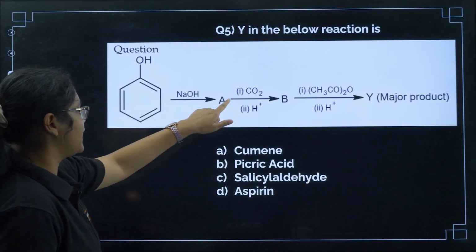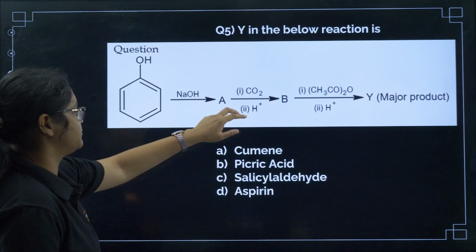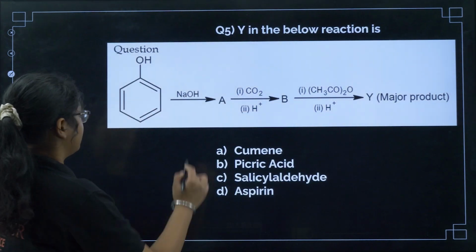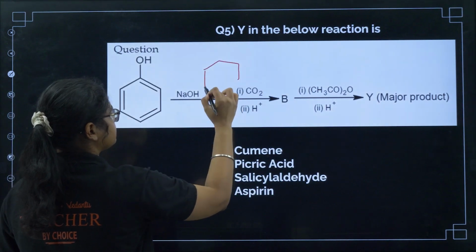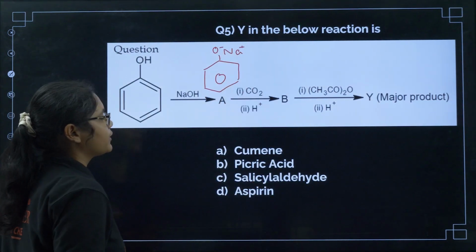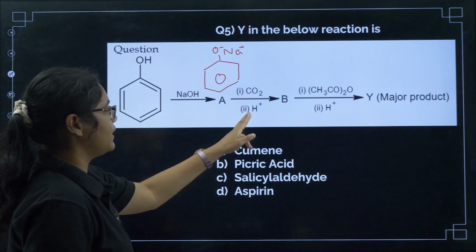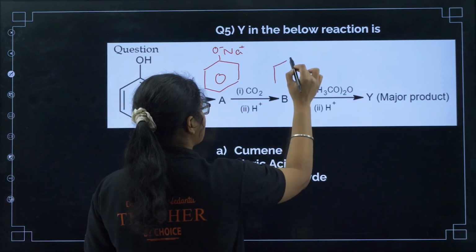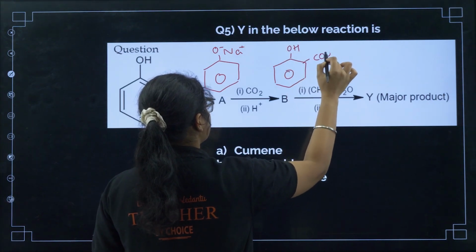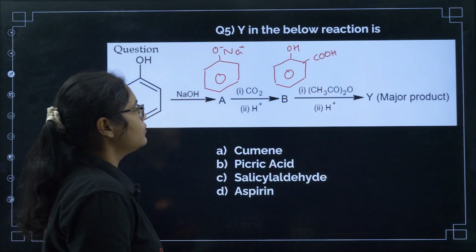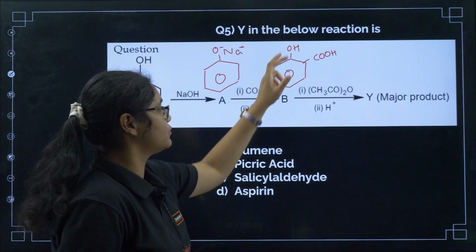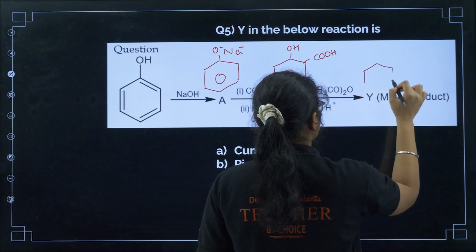So you have OH and then you treat it with CO2, H plus. First you take NaOH. So we get O minus Na plus. Now when you treat it with CO2 and H plus, we get back our salicylic acid, OH and COOH, and then when you treat it with (CH3CO)2O, you acetylate this OH group and you get this one.